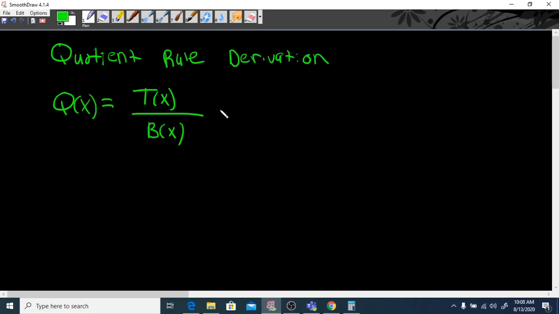So what we can do, since we already have the product rule and the chain rule, is we can take this quotient and rewrite it like this. So we have t, the top, times the bottom to the -1 power. And so what we have here is a combination of a product of functions, and the bottom function is being raised to a power. So we're going to be using a combination of the product rule and the chain rule here. So if I want this derivative, dq dx, I'm going to handle it in this way.